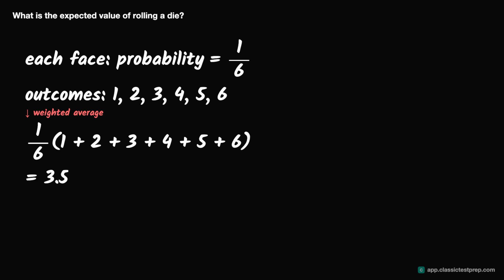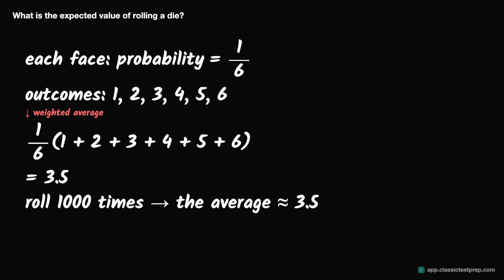What on earth does this mean? The expected value of rolling a die is 3.5. Well, that basically means that if I rolled that die 1,000 times, I would expect the average of the outcomes to be 3.5. If I rolled a die 1,000 times and I kept track of the results and then took the average result, I would expect it to be 3.5.